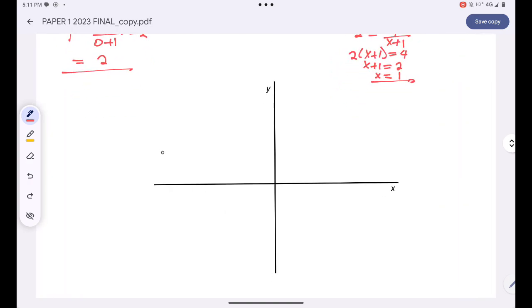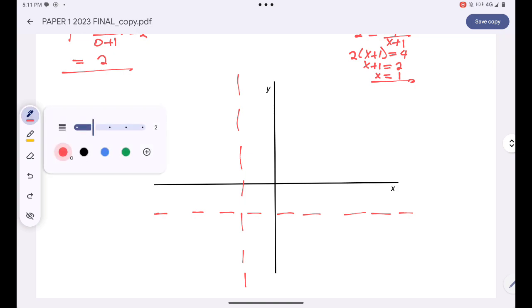The horizontal asymptote is over there. When y is equal to negative 2, negative 2 has to be below the x-axis. This is my horizontal asymptote, and that's my vertical asymptote over there. That's negative 1 and negative 2.